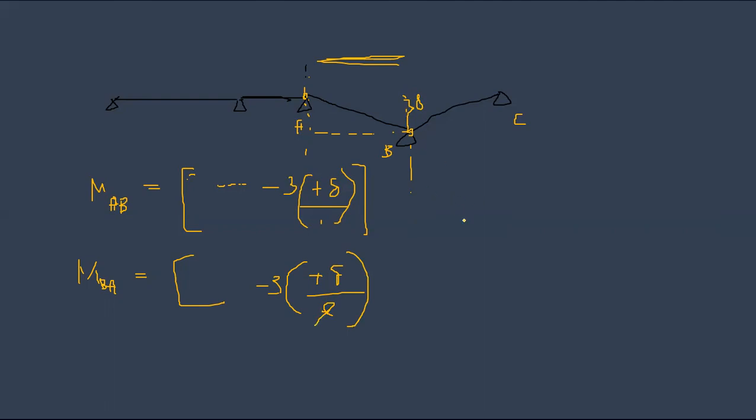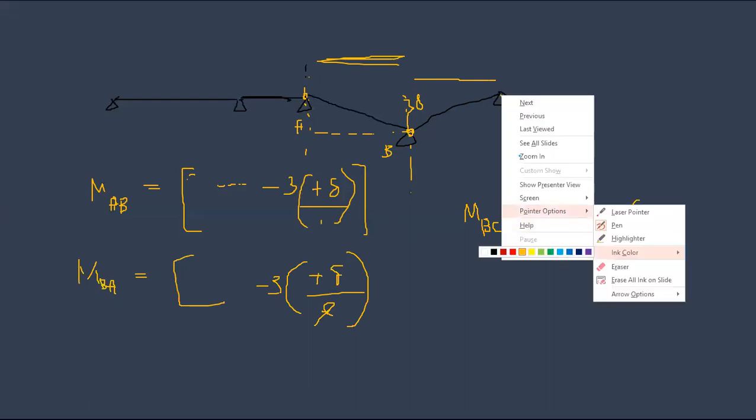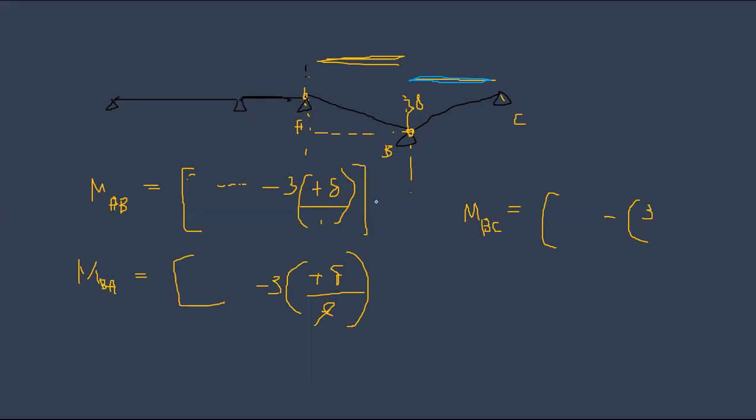So let's say C, MBC, right? So minus 3 into... Now you are applying at B for this span, and compared to C, now you have to look at B. Compared to C, your B has moved in anti-clockwise direction, so it is a negative delta, right?